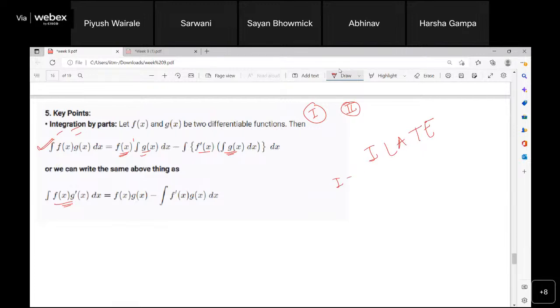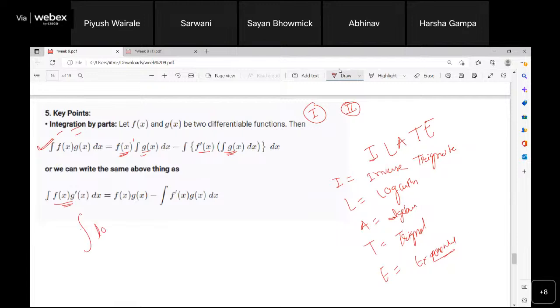I stands for inverse trigonometric function, and whichever comes first, we take as the first function. L stands for logarithmic function, A for algebraic function, T for trigonometric function, and E for exponential function.